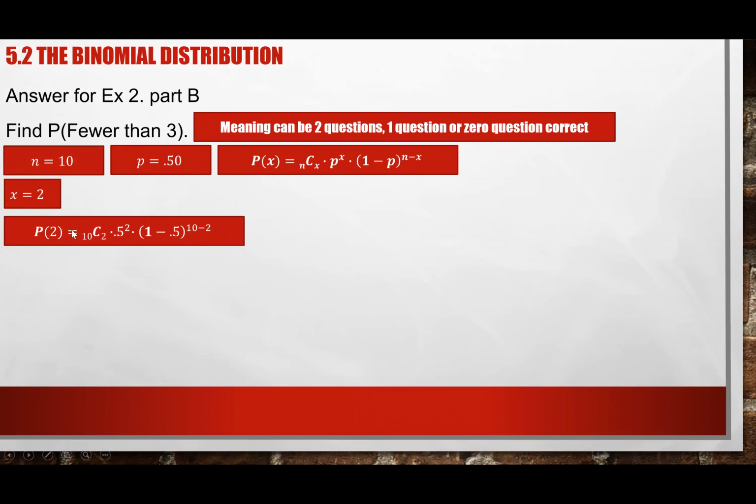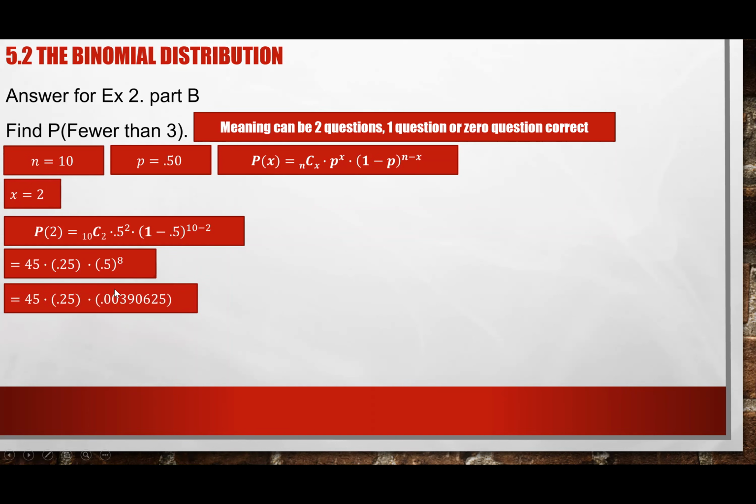In terms of this, I have 10c2 multiplied by 0.5 raised to the 2nd power, multiplied by 1 minus 0.5 raised to the 10 minus 2. In this case, 10c2 will give me 45, 0.5 raised to the 2nd power will give me 0.25, and 0.5 raised to the 8th power, why 8? Because 10 minus 2. If you punch it in your calculator, this is what you should have: 45 times 0.25 times 0.00390625.